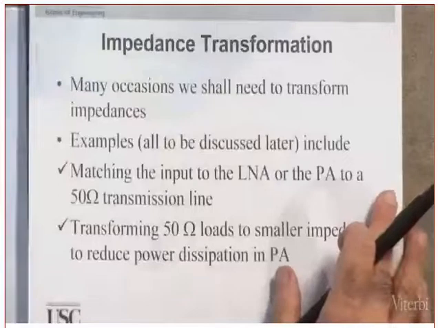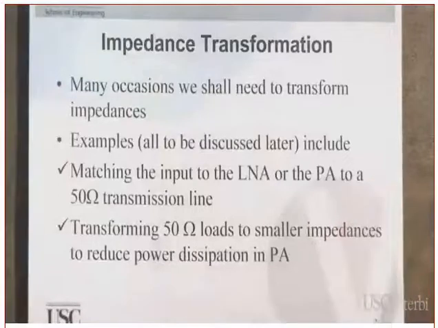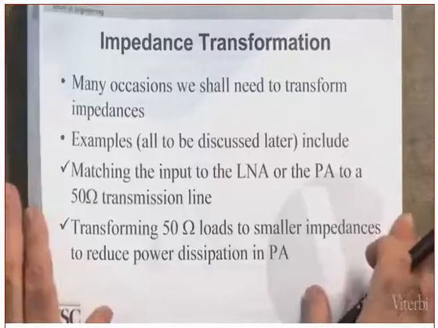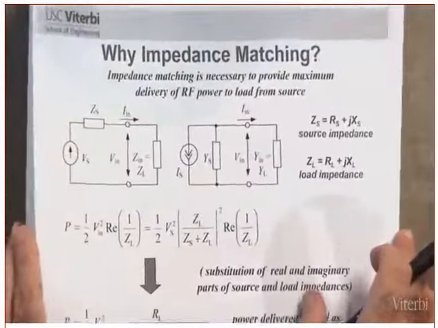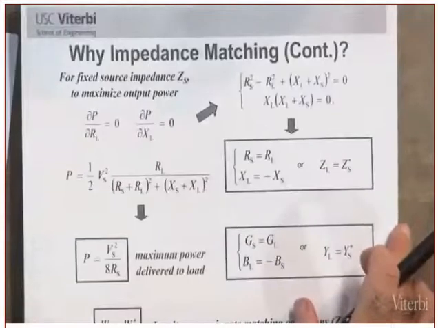Okay, we saw the reasons for matching: to provide for maximum power transfer, to provide for low noise figures, to provide for maximum efficiency of use, to provide for minimum reflections. I will show you the reflections in just a second when we talk about the transmission line. We went through the derivations of the impedance matching, and we ended up with a result.